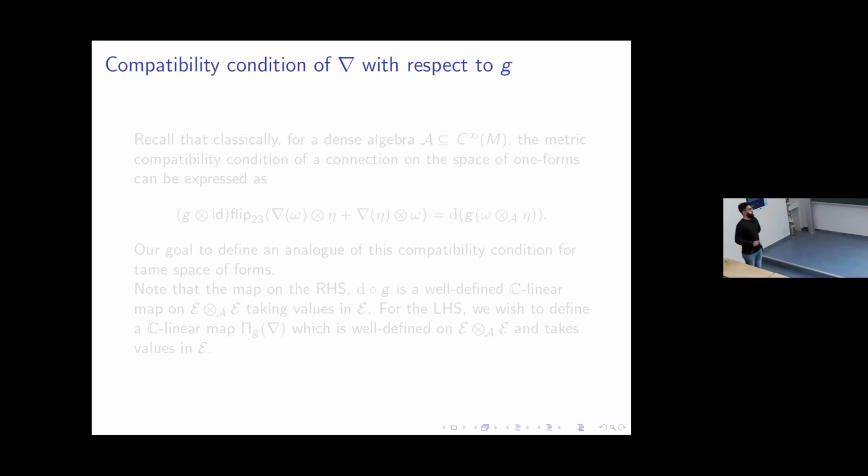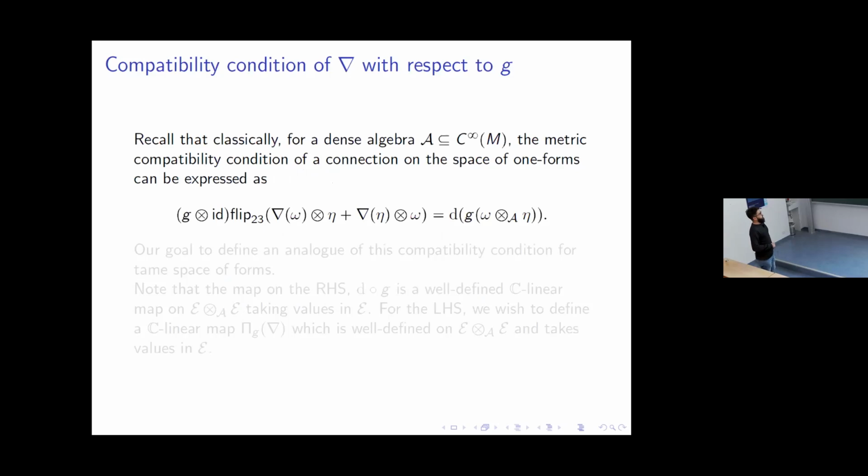Right. So this is probably the most convoluted part of the talk, where we introduce a notion of compatibility of a connection with a metric. We recall that classically, for A sitting densely in C infinity M, the metric compatibility condition of a connection on the space of one forms can be expressed as follows. If the left hand side looks non-standard, it is because we have employed more of the symmetry conditions that are classically available to readjust it to suit our purpose. Our goal is to define an analog of this compatibility condition for this tame space of forms.